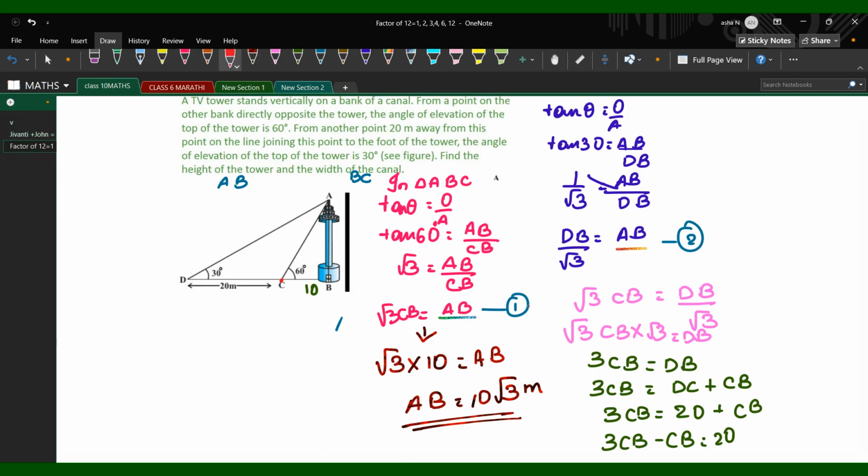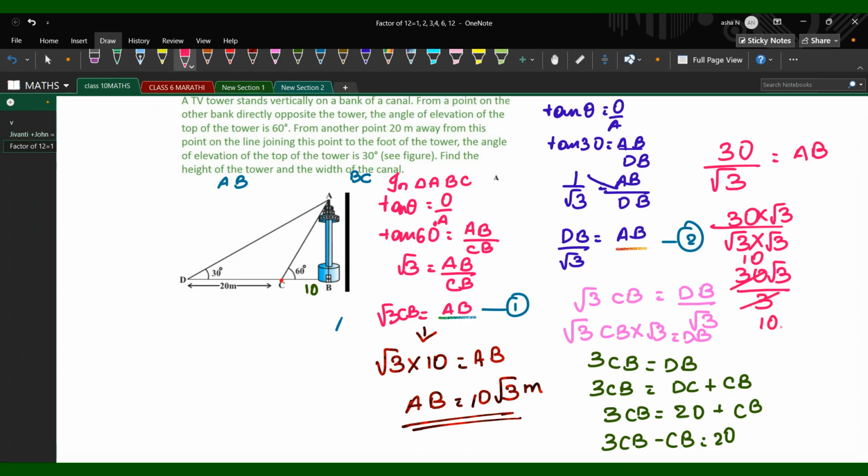30 by root 3. Wait, I will show you how you will change 30 by root 3. So you got 30 by root 3, which is equal to AB, correct? But we can simplify, rationalizing the denominator. So we will use here 30 root 3 upon 3. Root 3 into 3 is 3. 3 tens, so here it will come 10 root 3, which is AB.